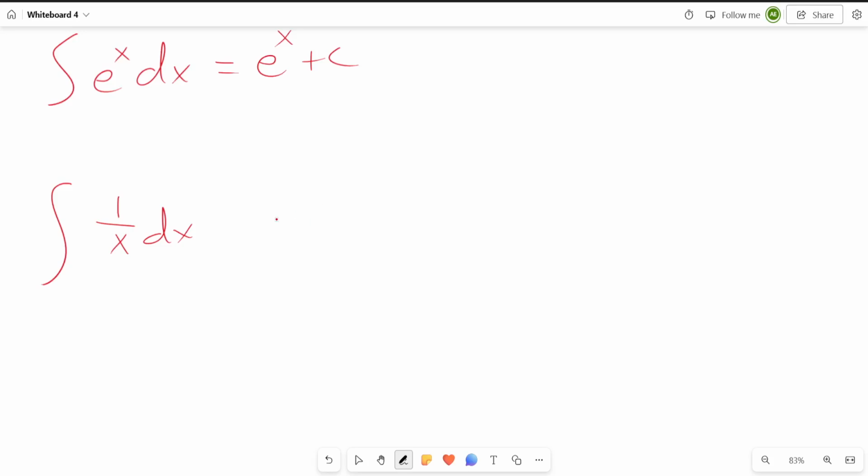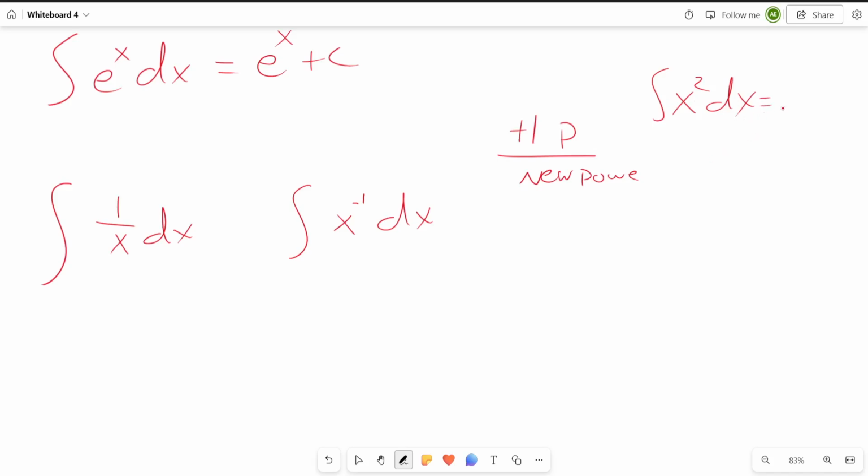Furthermore, one of the most important ideas is the integration of 1 over x with respect to dx. Okay, now you can rewrite this as x power negative 1 dx, and then you can use the power rule that we learned in the first video, which I will leave also a link to in the top right hand corner. What we learned is that we add 1 to the power and then we divide by the new power. So if we're integrating x squared with respect to dx, this is going to equal, we add 1 to the power, so 2 plus 1 is 3, x cubed, and then we divide by the new power, which is over 3, and then plus c.